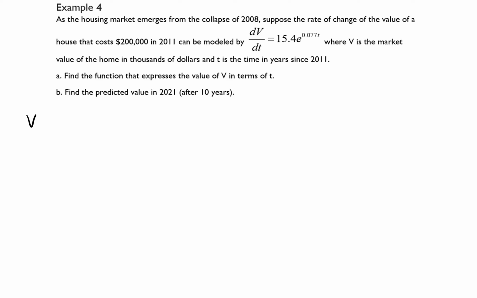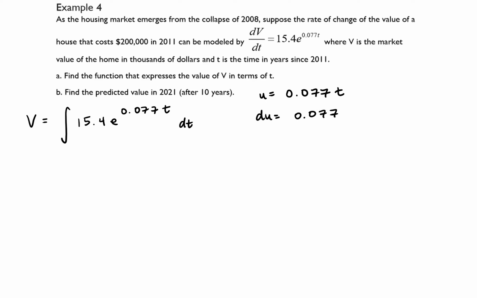So we want to find our function v, which is going to be the integral of our dv dt function, which is 15.4 e to the 0.077t dt. So we're going to use u substitution. I'm going to make u equal to 0.077t, and then if we take the derivative of that, we'll just be left with 0.077 and then dt.